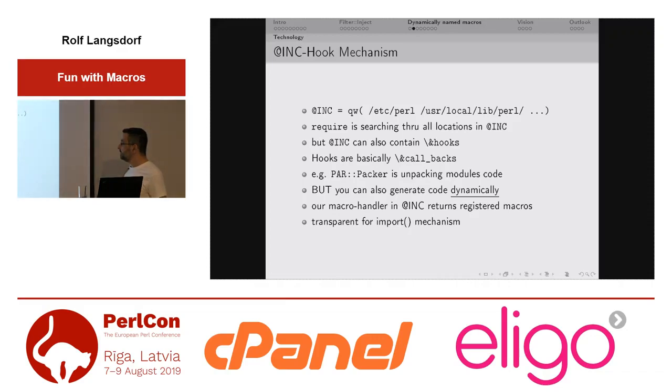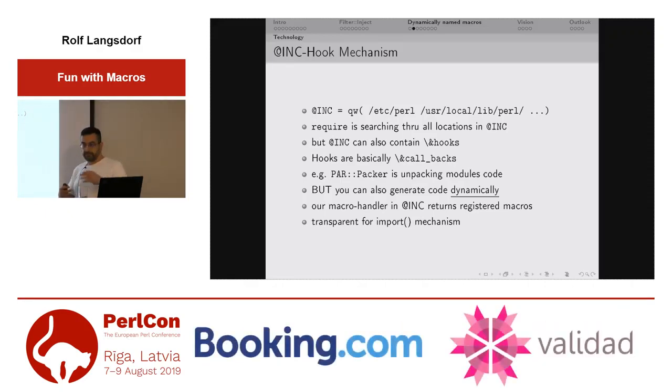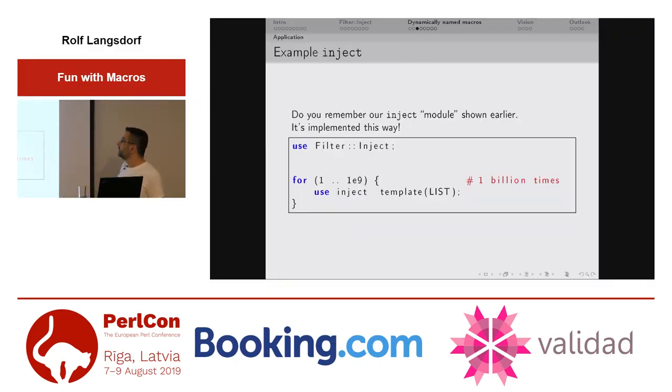So we have a macro handler, which is included. And the macro handler checks if the module name fits the registered macros, and then it returns the appropriate code. Problem solved. So it's totally transparent for the import mechanism. And if you have seen the WebPerl talk, where we talk about dynamically loading modules from the internet, this is also implemented by hooks into INC. We already saw this, because the use inject I've shown you is implemented this way. So I don't need an extra example for this.